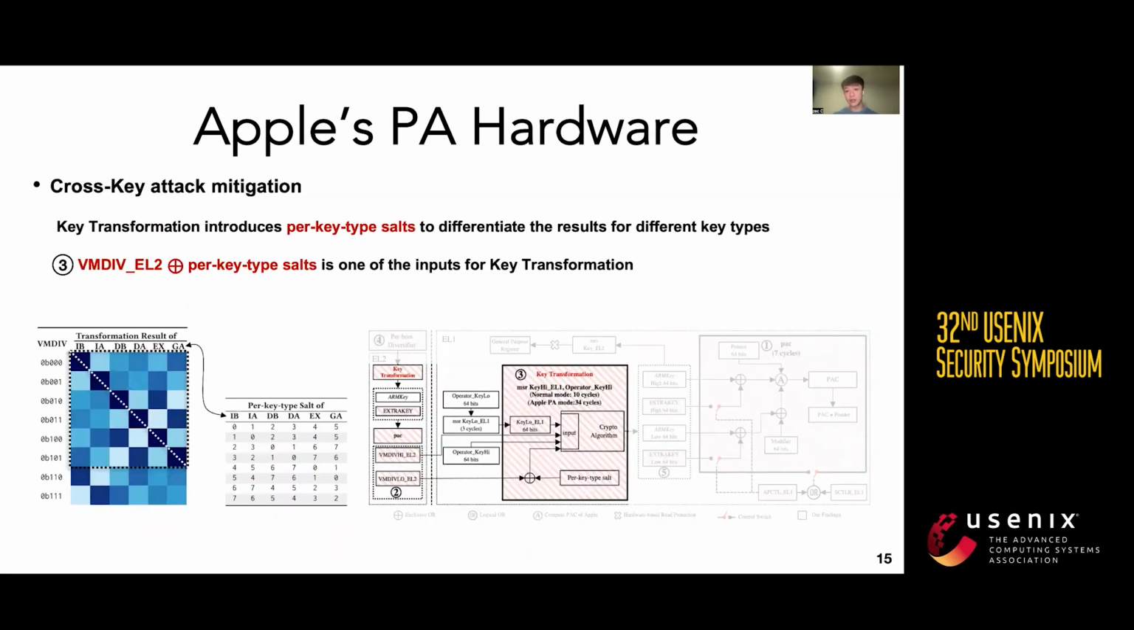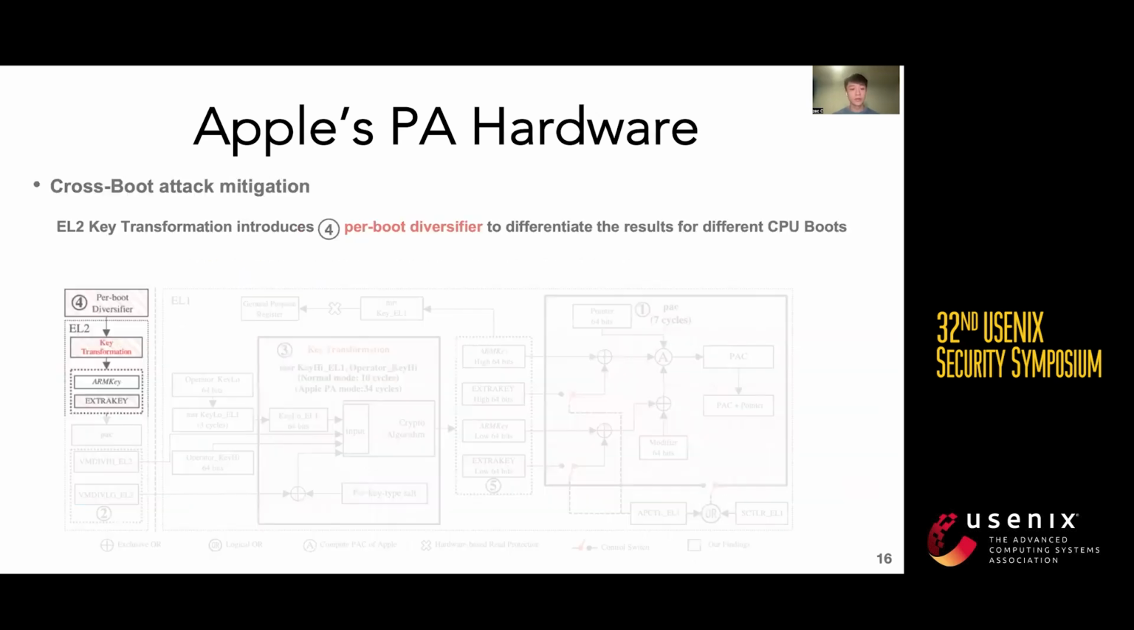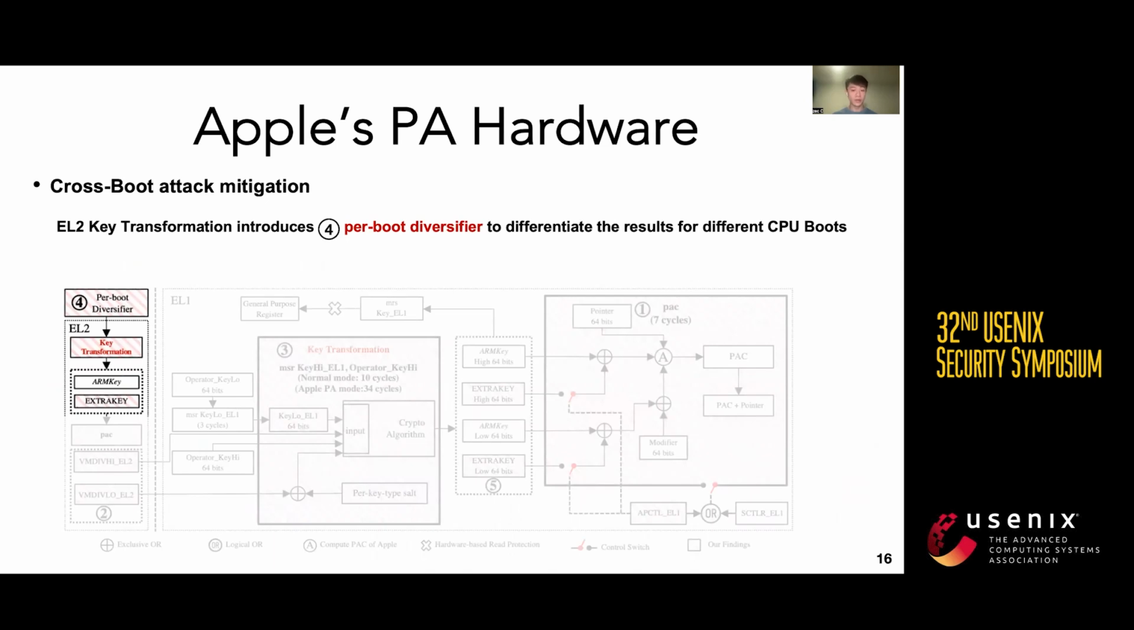The second one is cross-key attack mitigation. We found that Apple introduced a per-key-type salt to differentiate the key transformation for different key types. More importantly, the result of the VMDiff XOR with the per-key-type salt will be one of the inputs for key transformation. The third one is cross-boot attack mitigation. We confirmed that Apple introduced a per-boot diversifier to differentiate the key transformation for different CPU boots.